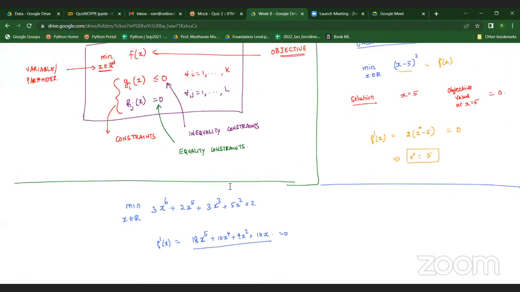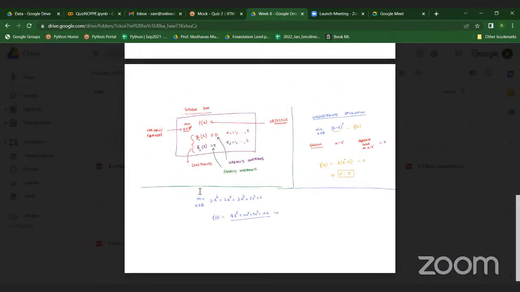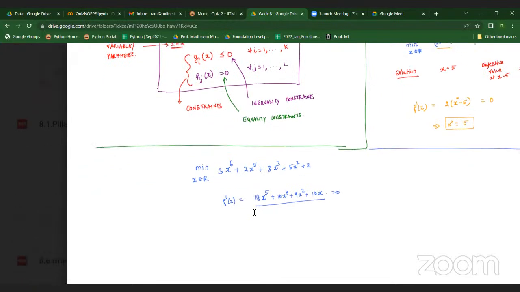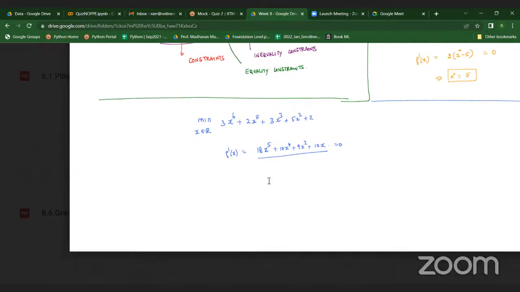Okay, it will be a minimum when f dash of x is equal to 0 and f double dash of x is greater than 0. When you have, let's say, a 5th degree polynomial, you could have a maximum of five roots. For each of those values you should find f double dash of x, and pick those x values where f double dash of x is greater than 0.